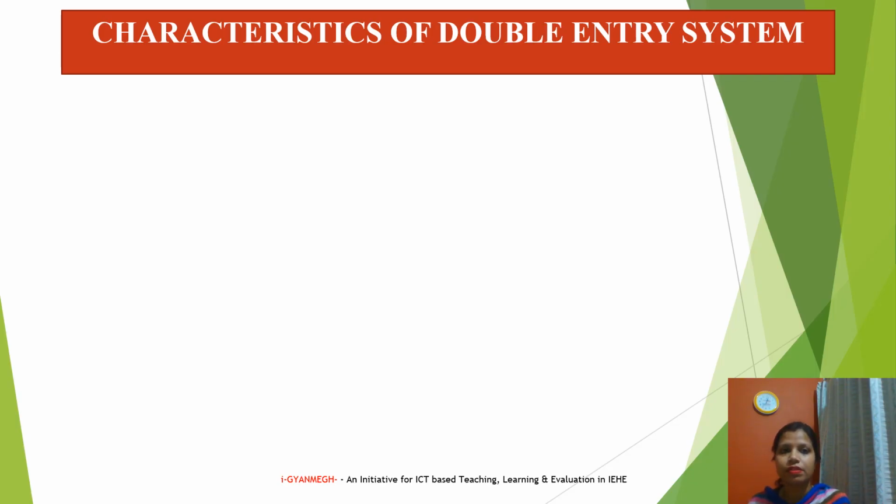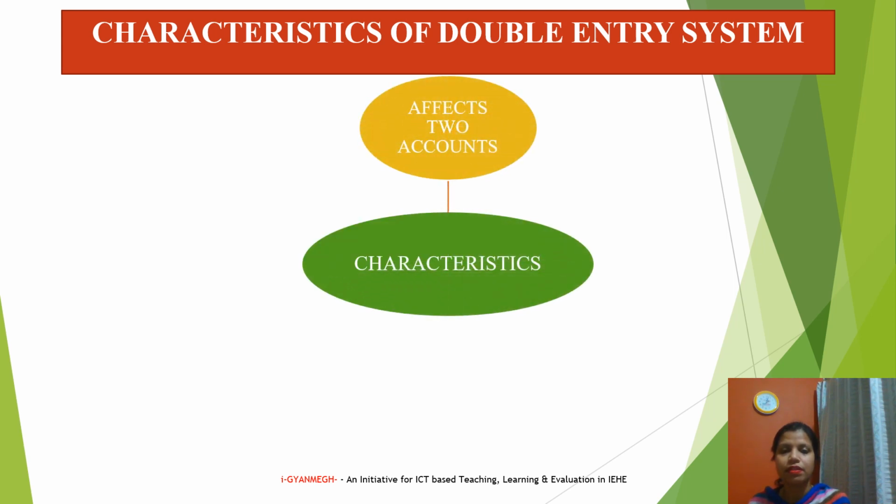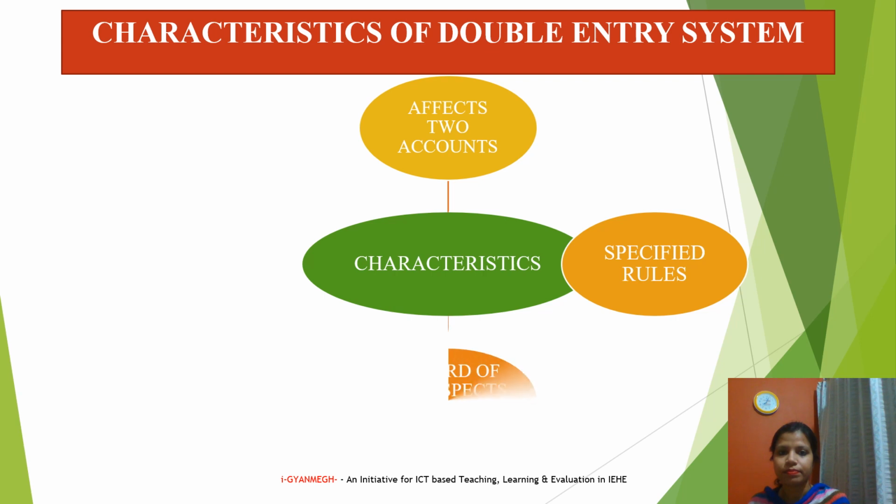Now we are going to discuss characteristics of double entry system. So here is the first characteristic. It affects two accounts. As we have already discussed, double entry system will affect two accounts. For example, if we are going to pay salary, then two accounts will get affected, salary account and cash account. Next characteristic is specified rules. Of course, double entry system is a concept which is based and applied after following the specified rules.